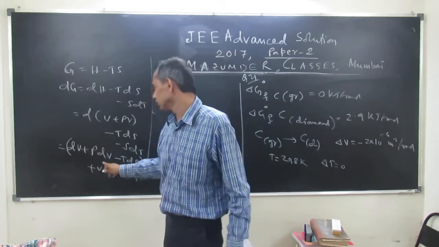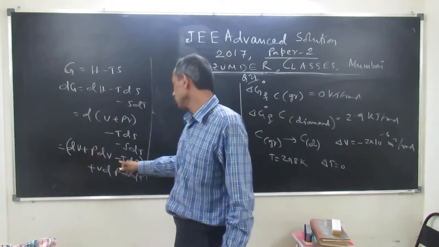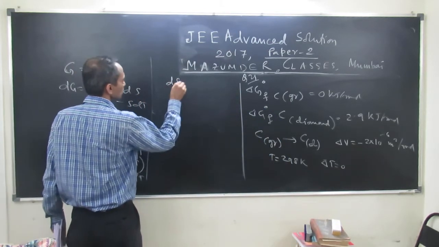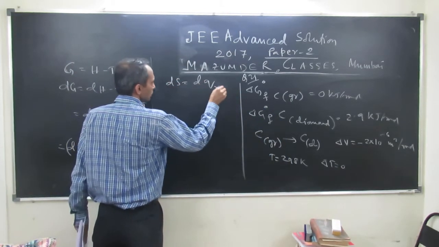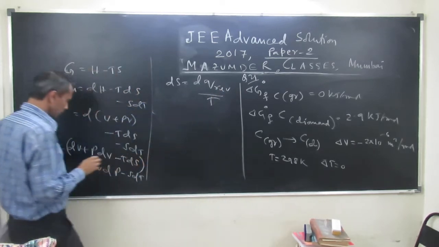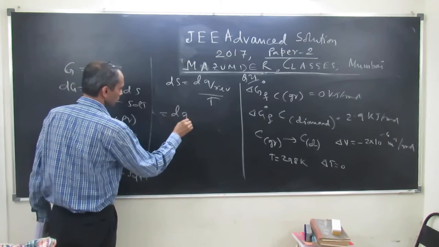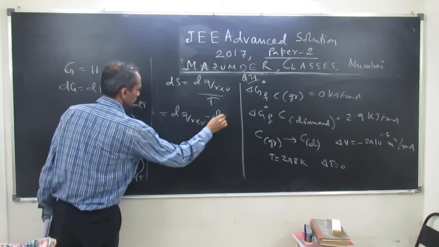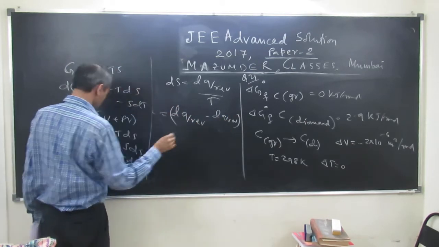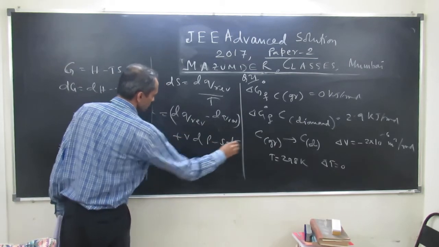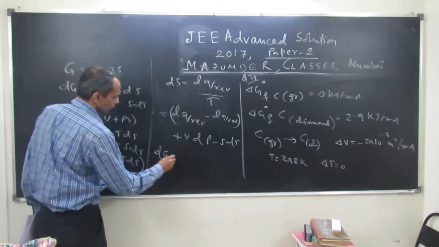dU plus PdV is dq plus dw, and dw minus TdS is again, because we know dS is equal to dq reversible by temperature. Since it is a reversible process, dU plus PdV equals dq reversible, and minus dq reversible plus VdP minus SdT. So therefore we get dG equal to VdP minus SdT.